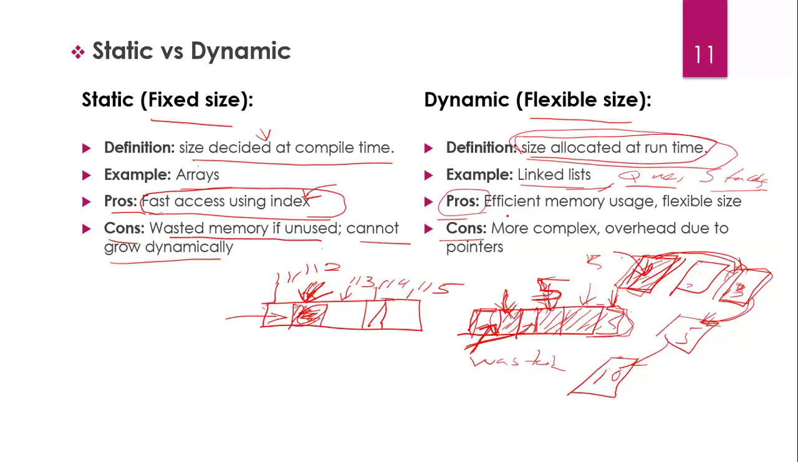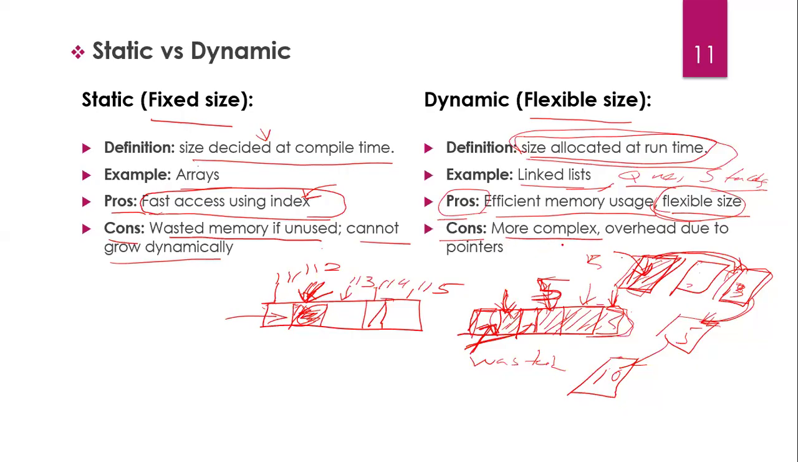The pros here are efficient memory usage. We don't need to waste memory, because the memory is allocated at runtime, so we have not predefined this memory allocation. So we can use this memory efficiently. The other thing is the flexible size. When we want to increase the size, then we can do it. The cons: it is more complex.